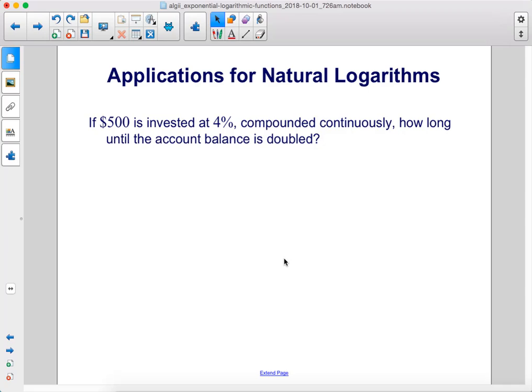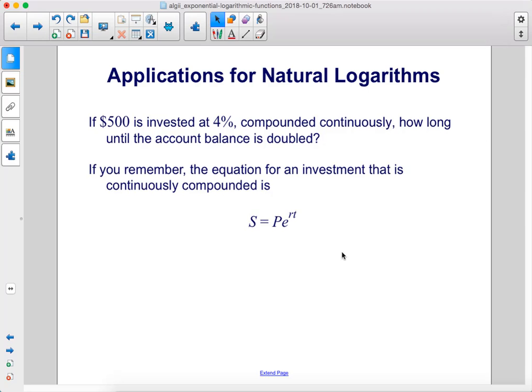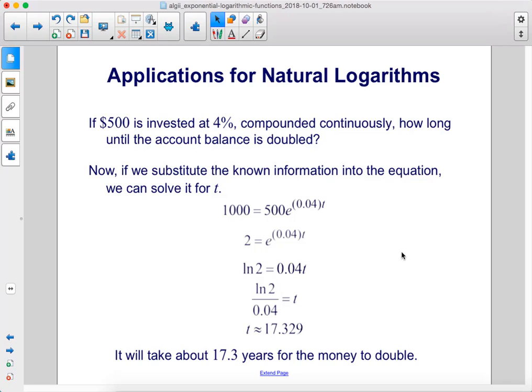If $500 is invested at 4%, compounded continuously, how long until the account balance is doubled? If you remember, the equation for an investment that is continuously compounded is S equals P times e to the RT power. Now, if we substitute the known information into the equation, we can solve it for t.